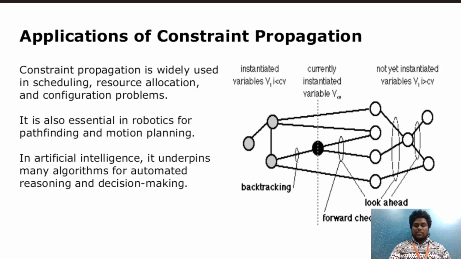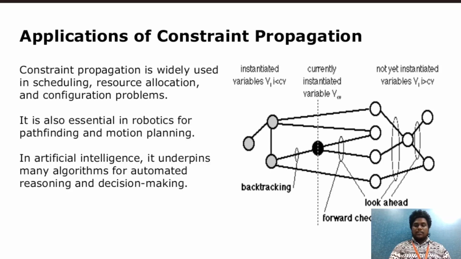Applications of constraint propagation. Constraint propagation is widely used in scheduling, resource allocation, and configuration problems. It is also used efficiently in robotics for pathfinding and motion planning. In artificial intelligence, it underpins many algorithms for automated reasoning and decision making.